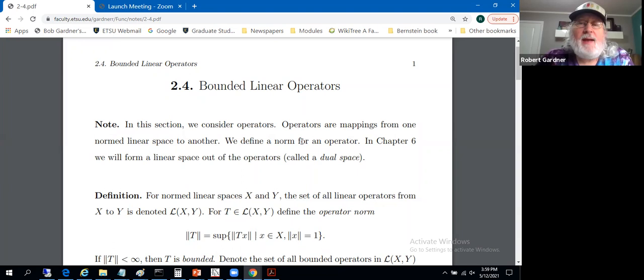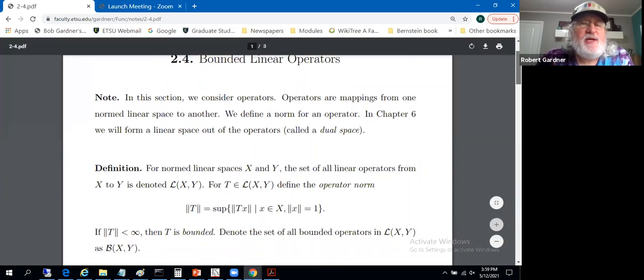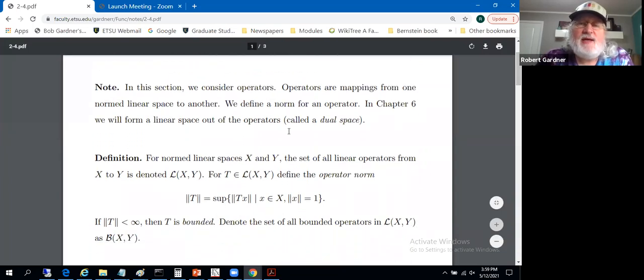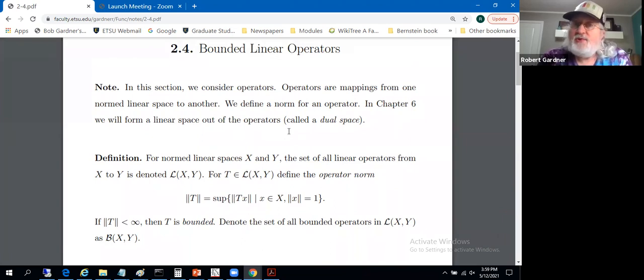Operators are mappings from one normed linear space to another. We define the norm of an operator. We don't show it's the norm of an operator just yet. In chapter 6, we'll actually form a linear space out of collections of operators called a dual space of a given space. The normed linear spaces are X and Y. For such spaces, the set of all linear operators from X to Y is denoted L of X comma Y.